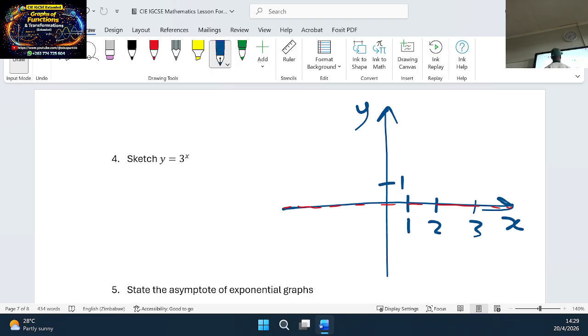Then what do we do? When our x is 1, y is 3. So this is 1.